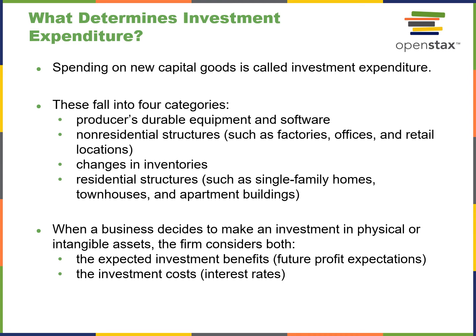Now, the things that determine investment expenditure. Spending on new capital goods is considered investment expenditure. This typically is something that businesses will do. It could also be called a sunk cost in some cases, where they're going to spend the money and may not ever see it back unless it pays for itself over its use over the long term. It covers durable equipment and software, non-residential structures such as factories, offices, and retail locations, changes in inventories, and residential structures. These are the four categories.